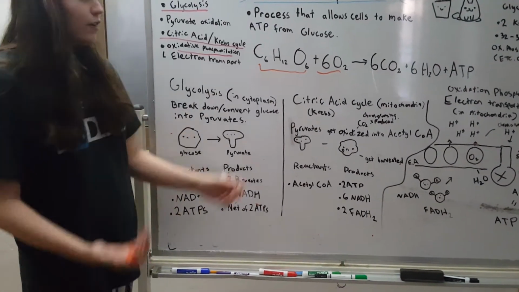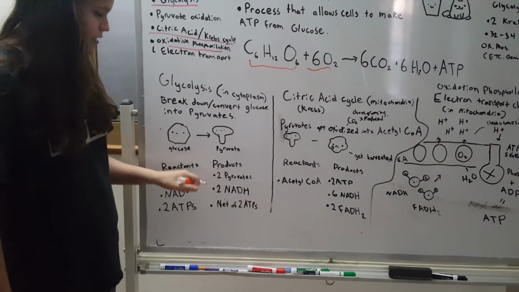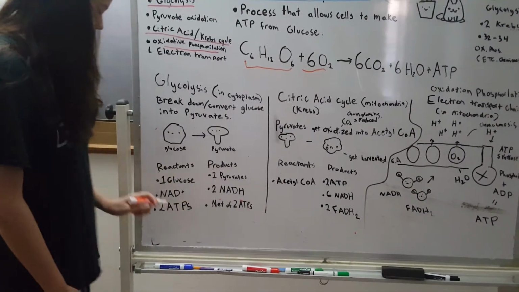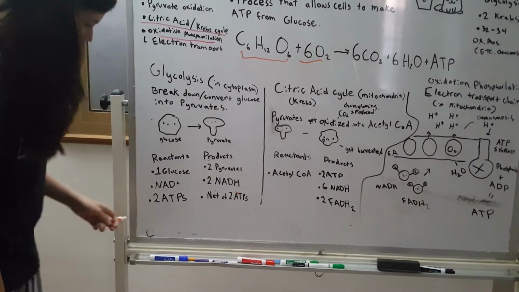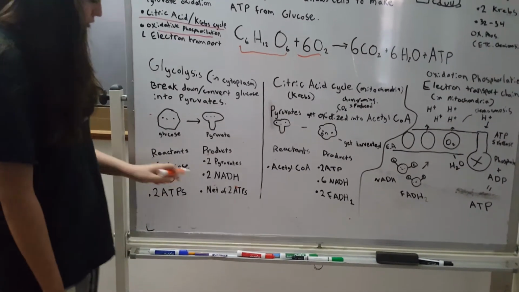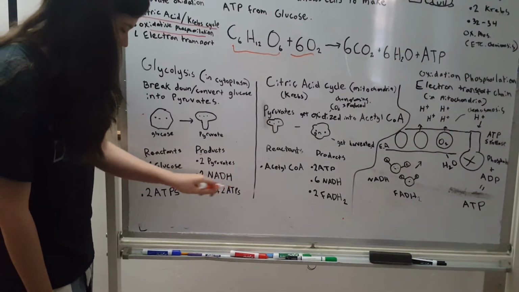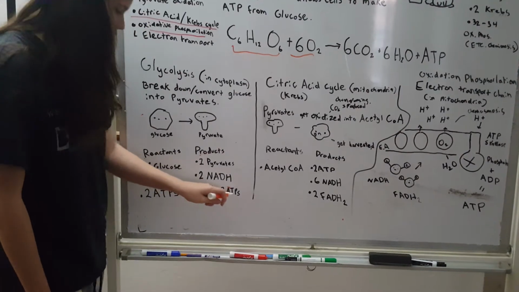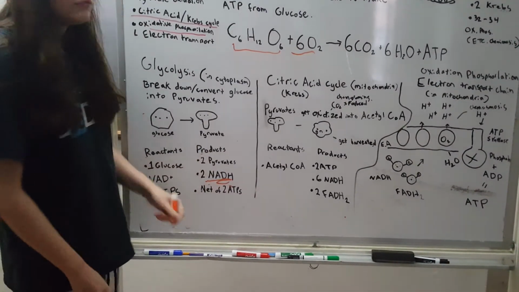Like if it was a gumball machine, you would put in a coin, your reactant, and what would come out would be a gumball. And so here we have a glucose, 2 NAD+, and 2 ATPs. And what is produced is 2 pyruvates, 2 NADHs, and 4 ATPs. Now, what are NADHs? Well, we'll get to that.